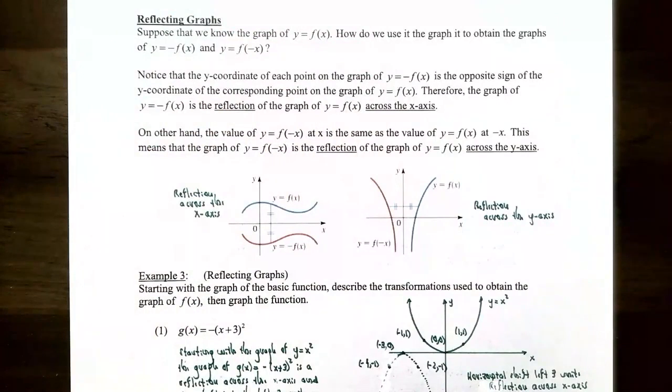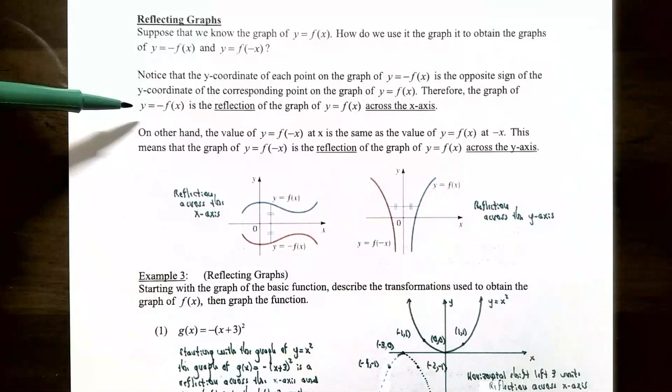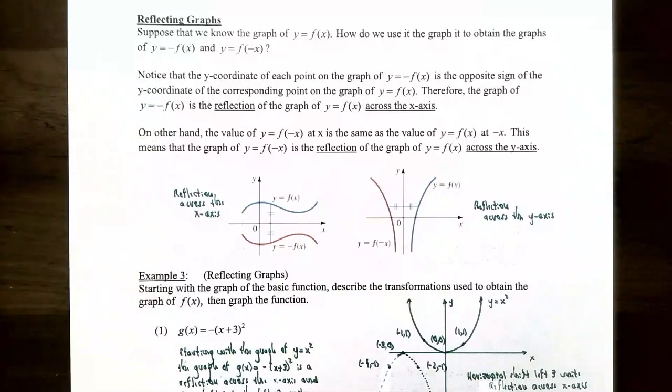And so if you do that for every single point on the graph of y equals f of x, you actually get this graph, y equals negative f of x. It's called a reflection of the graph of y equals f of x across the x-axis.